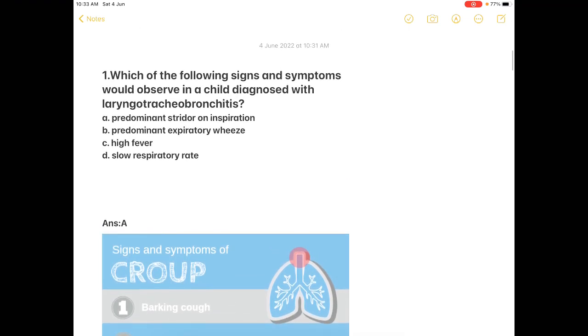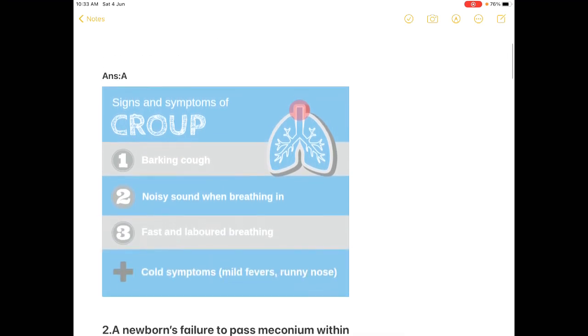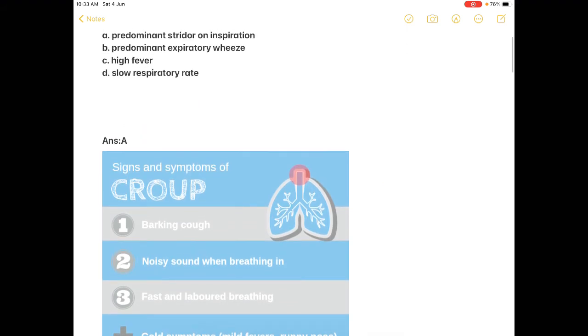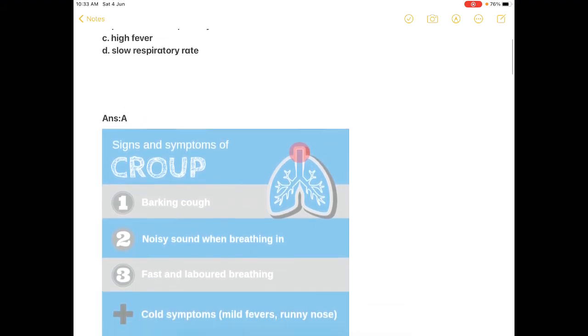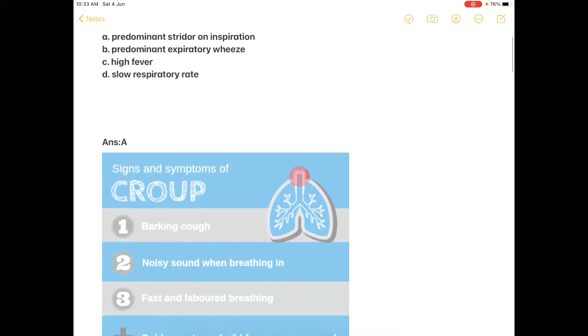So as you can see from the four options, predominant stridor on inspiration is the correct answer. Wheezing is not present in croup. For high fever, there is only a mild fever in croup. And there is fast and labored breathing, whereas the option given in this question is slow respiratory rate, but in croup fast and labored breathing, that is high respiratory rate, is present.